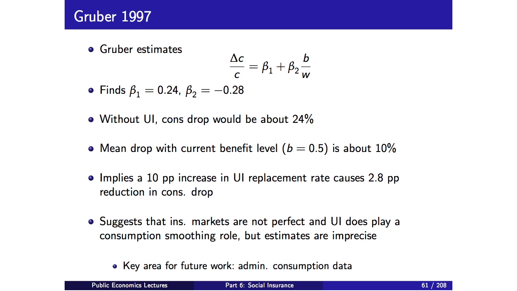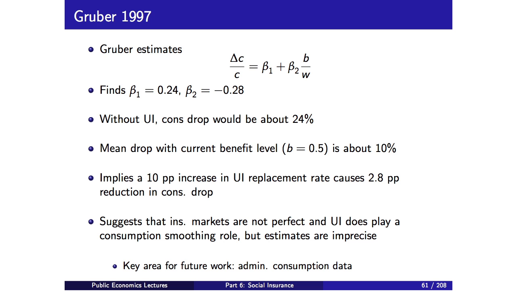So he estimates an equation that looks like this. Drop in consumption on the left-hand side as a function of the UI benefit replacement rate. And then he's controlling for all sources of variation in the replacement rate except for the part that comes from law changes. Okay, so he's isolating law changes as a source of variation in the benefit replacement rate. And he ends up estimating a beta 1 of 0.24 in this equation, beta 2 of minus 0.28.